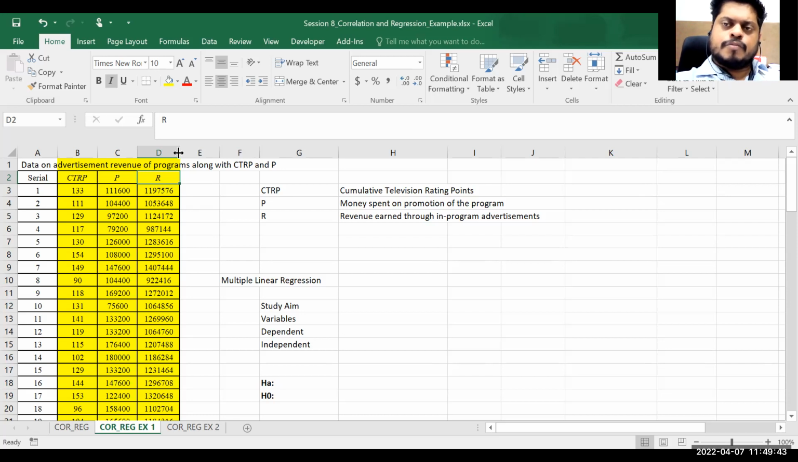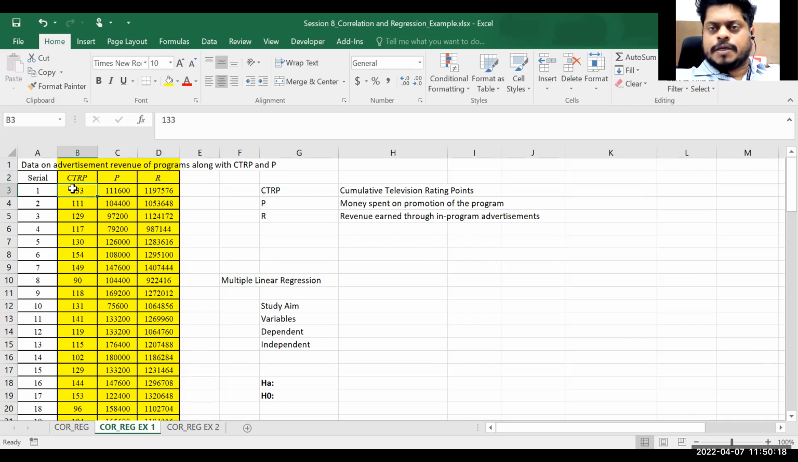The more popular the TV show, the more revenue they will earn. That is the revenue earned by the program. So serial one earns 11 lakhs 97,576 rupees per program, right? What is P? P is the amount of money spent on promoting that program, because you also have to promote it on social media, YouTube, and all those things. Unless people know that there is a new TV serial, they won't watch.